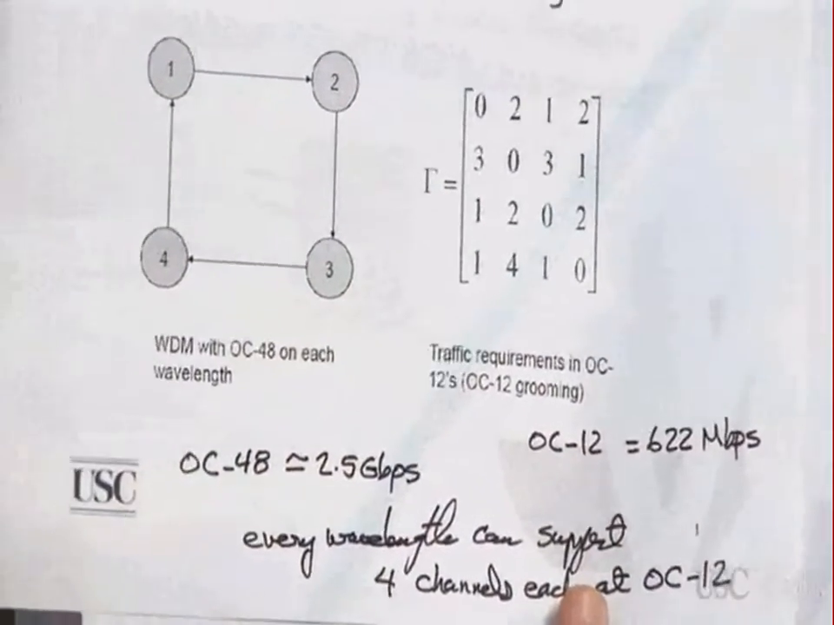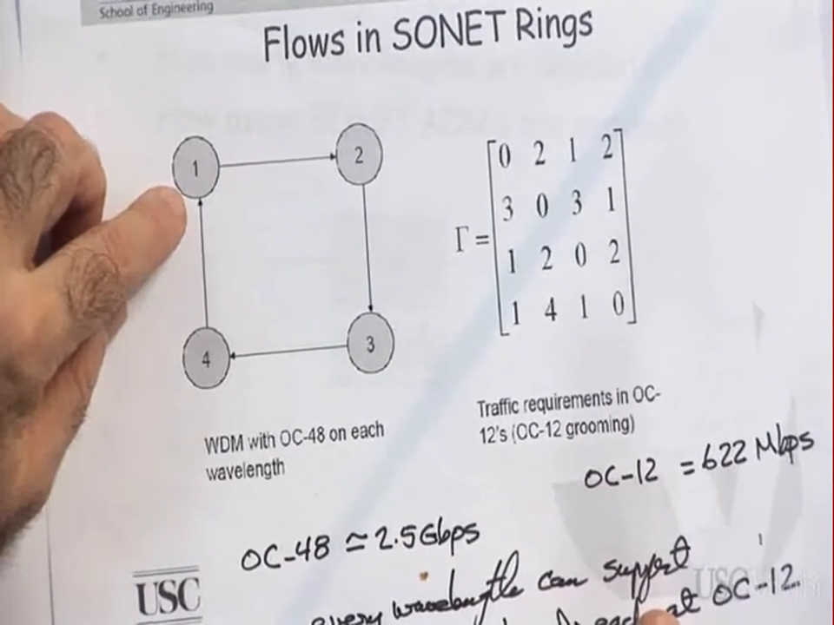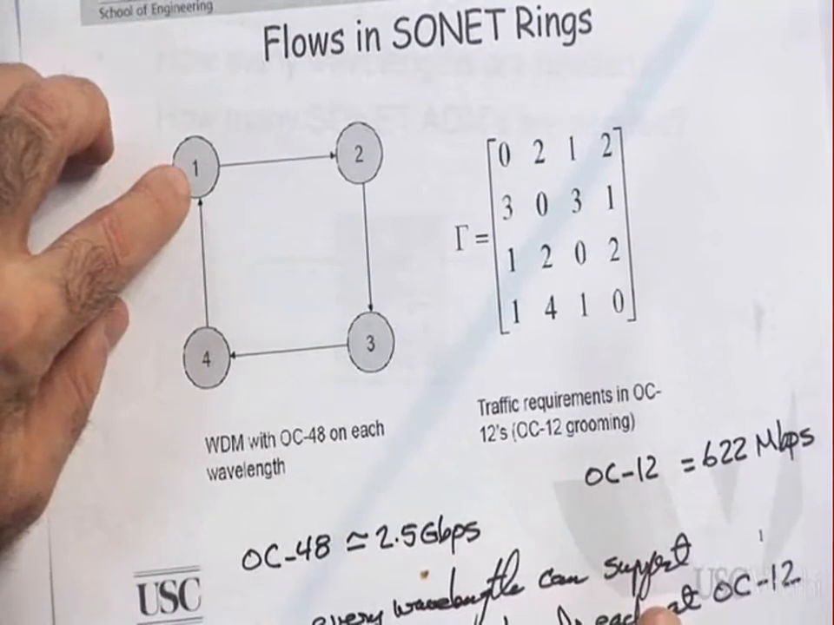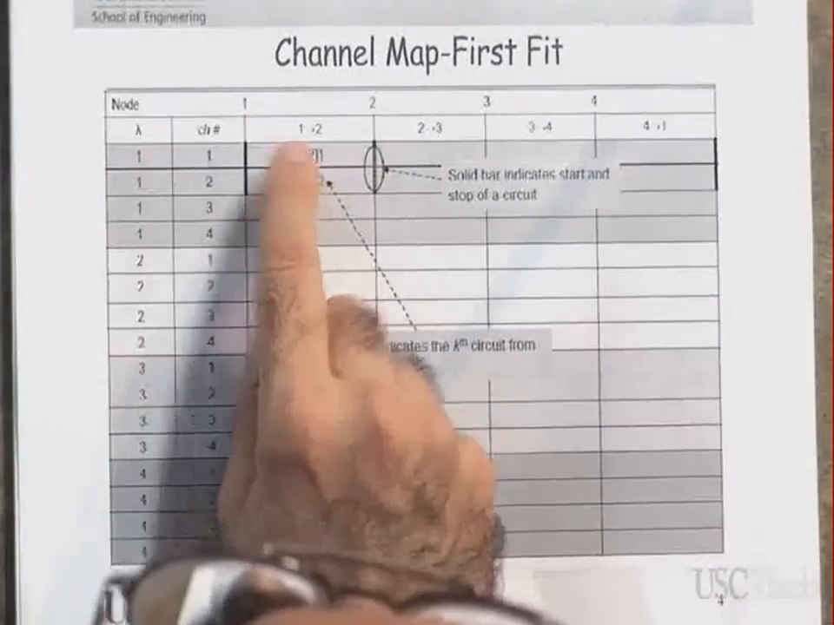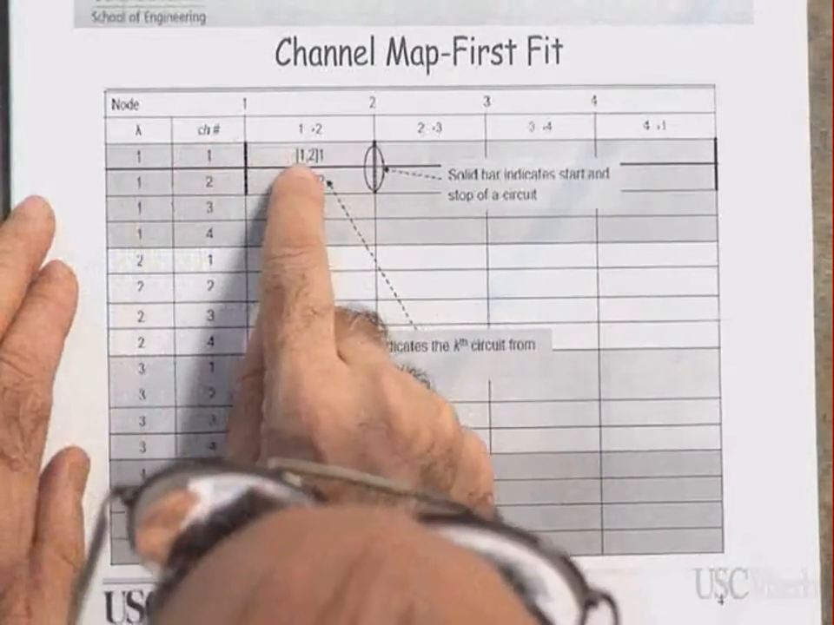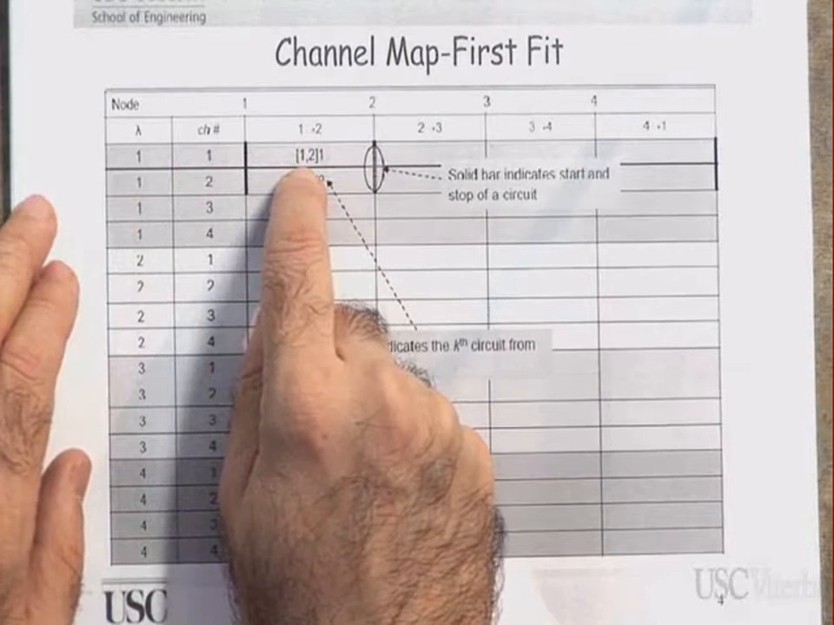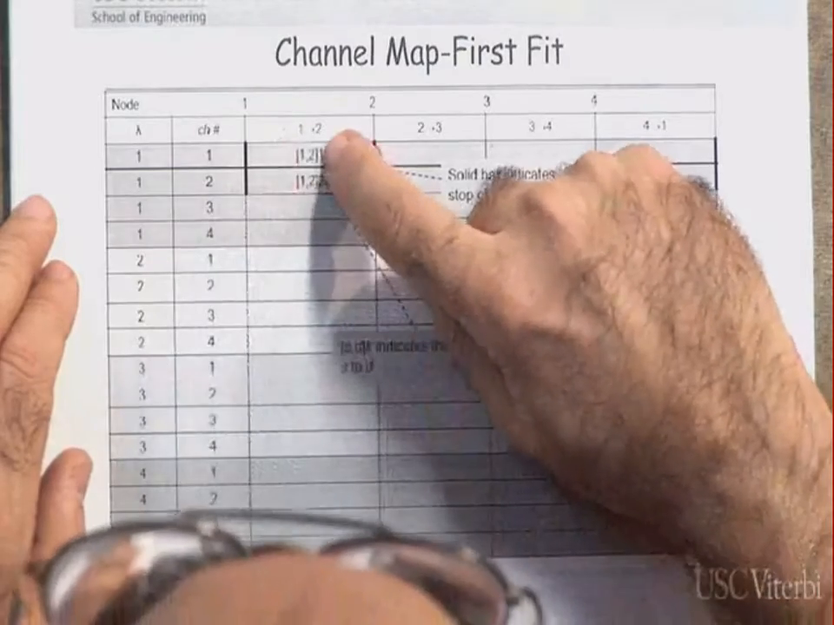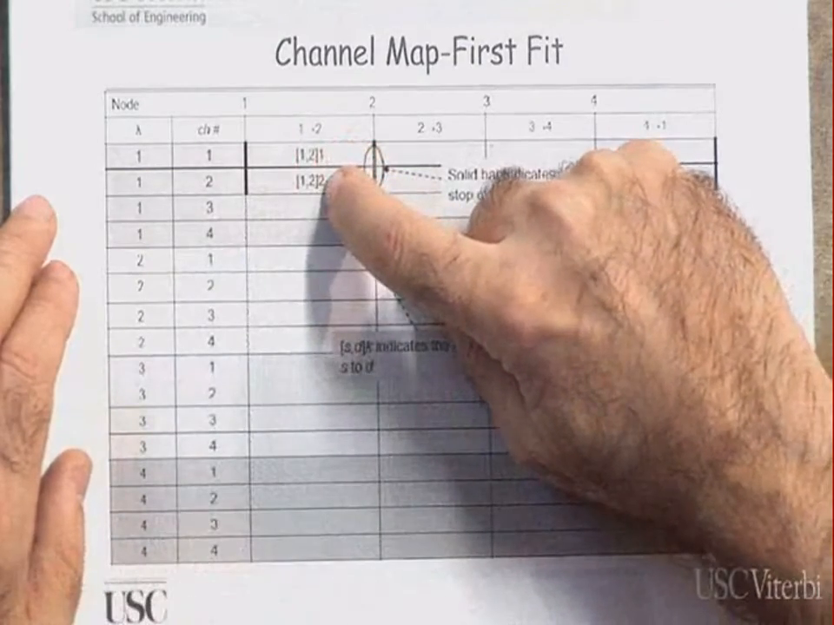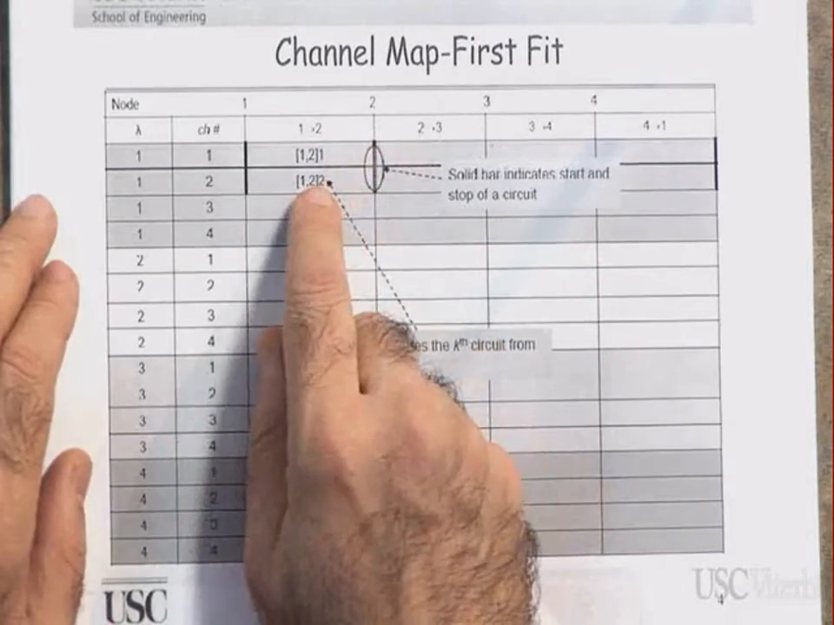It is 2, which means we have 2 traffic channels originating at 1 and destined to 2. Which means I need to use one of the channels to support the OC12 traffic between 1 and 2. This is the first one, and this is the second one. Did you get this or not? Did you understand the notation or not?